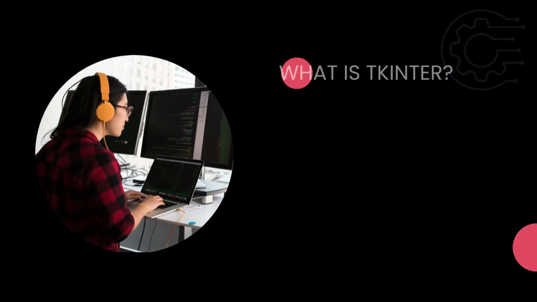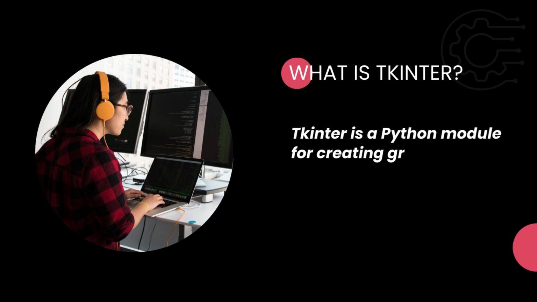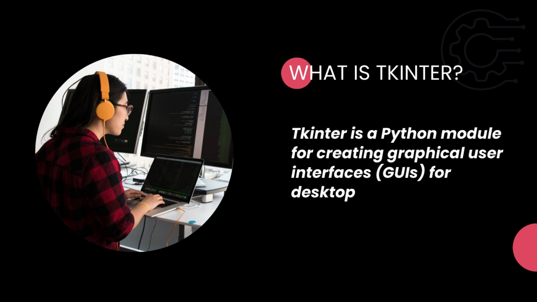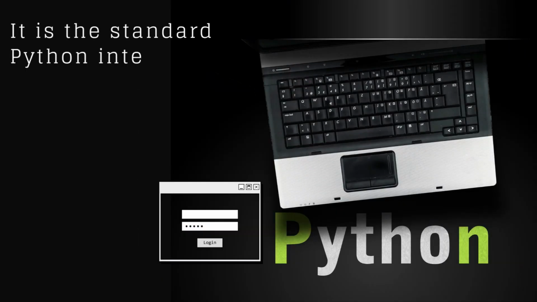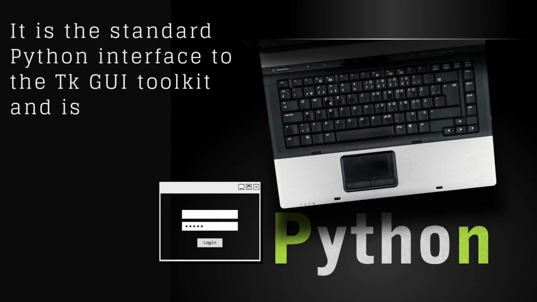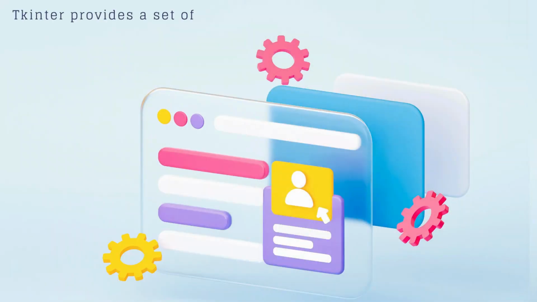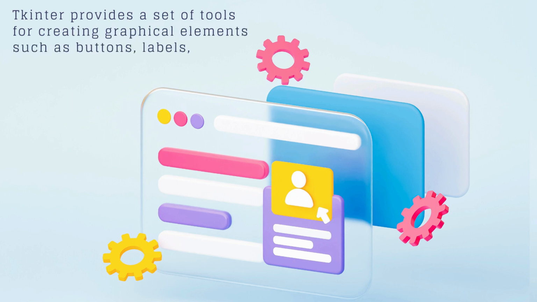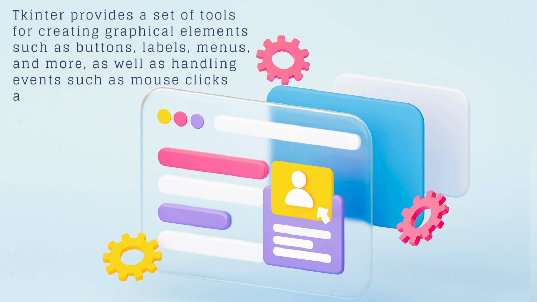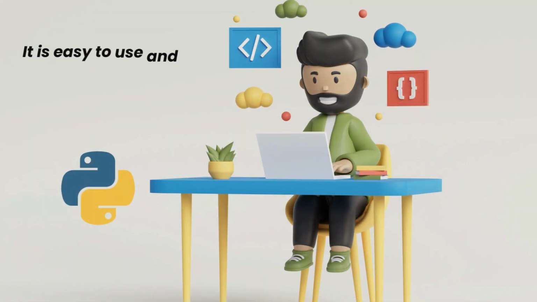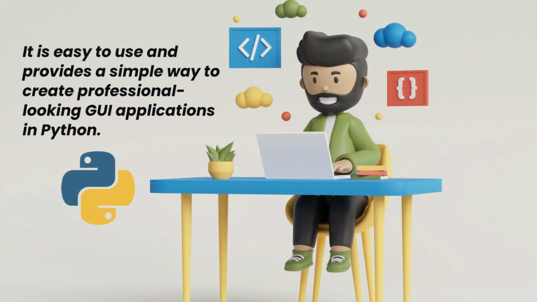What is Tkinter? Tkinter is a Python module for creating graphical user interfaces for desktop applications. It is the standard Python interface to the Tk GUI toolkit and is included with the standard distribution of Python. Tkinter provides a set of tools for creating graphical elements such as buttons, labels, menus, and more, as well as handling events such as mouse clicks and key presses. It is easy to use and provides a simple way to create professional-looking GUI applications in Python.